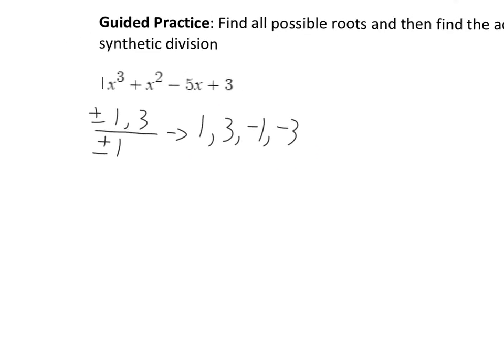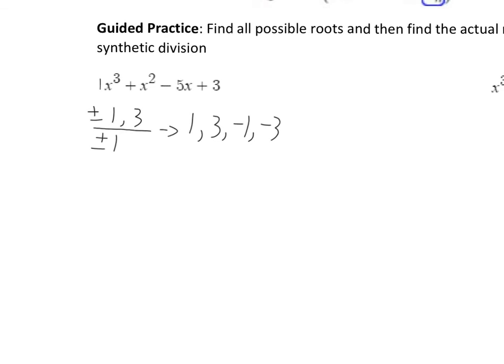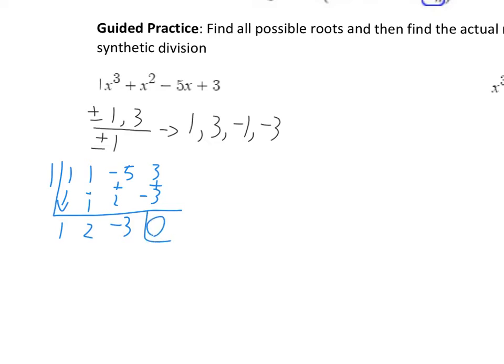So let's check the value 1, x equals 1. So 1 on the outside, make a little box, coefficients of 1, 1, -5, and 3. 1 comes down. 1 times 1 is 1. 1 plus 1 is 2. 2 times 1 is 2. 2 plus -5 is -3. -3 times 1 is -3, -3 plus 3 is 0. So remainder 0, which means that 1 is a proper root.